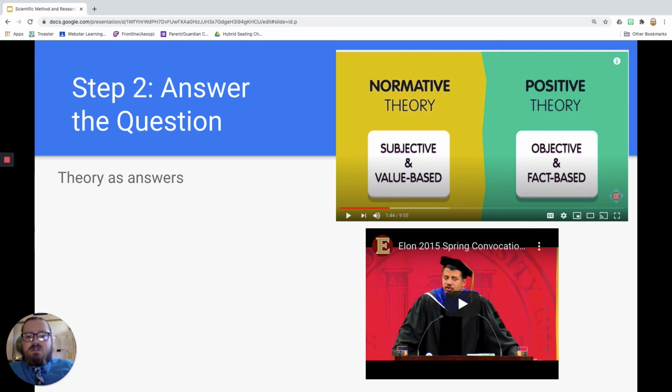Sociologists' answers to questions about the social world come in the form of theory. Of those, positive theory is the most common. As you can see, positive theory is distinguished from normative theory. Positive theory is objective and based on facts, whereas normative theory is subjective and builds on values.